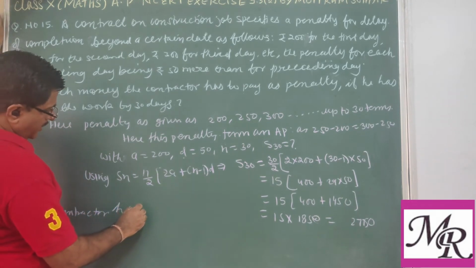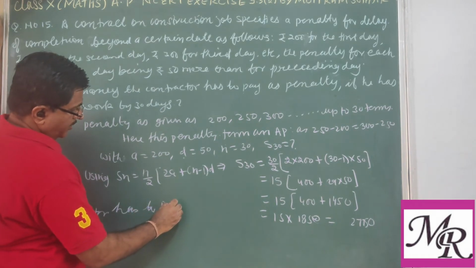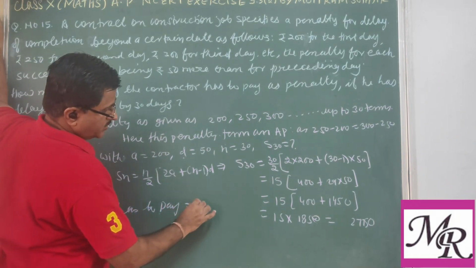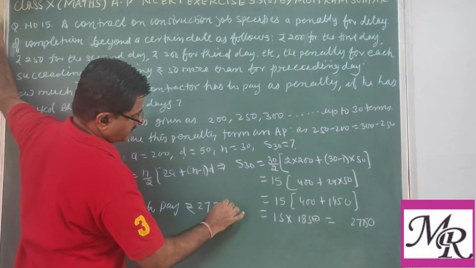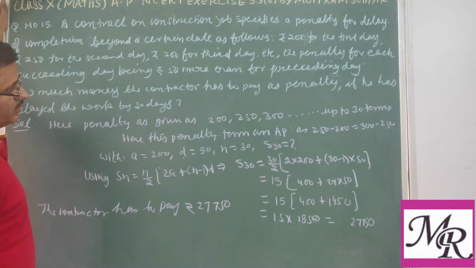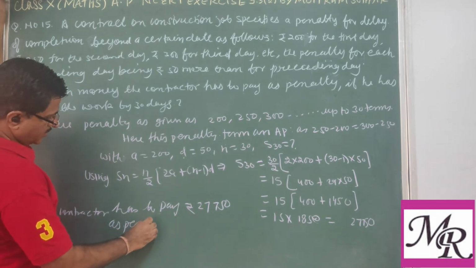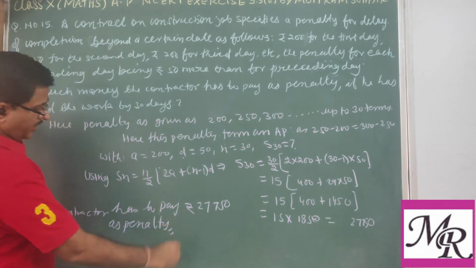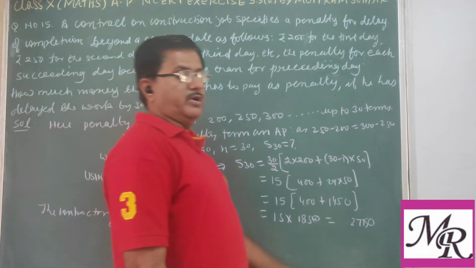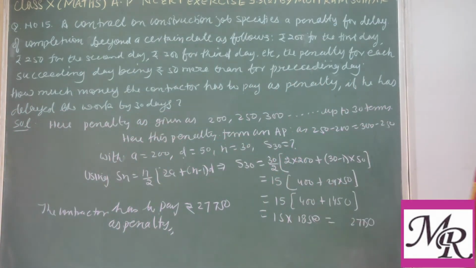The contractor has to pay rupees 27750 as penalty. That's why this is very important. We can also use arithmetic progressions in daily life problems.